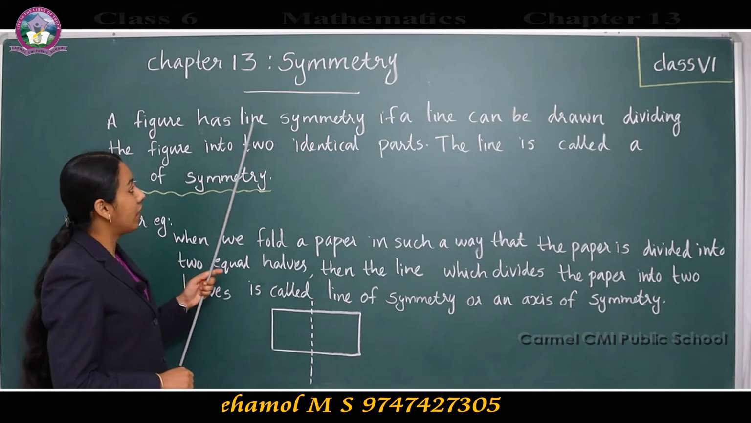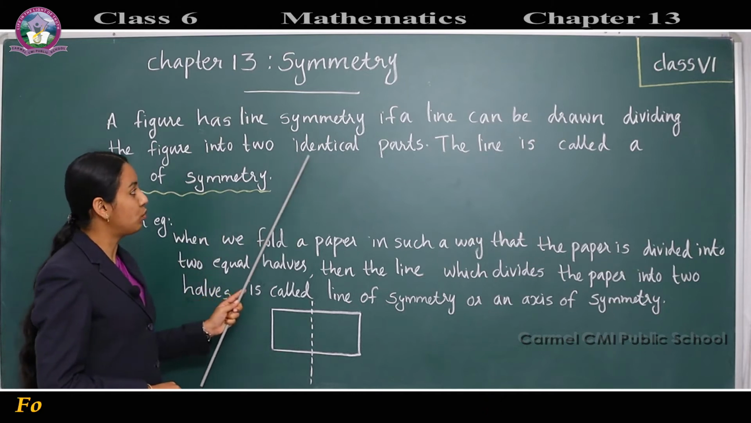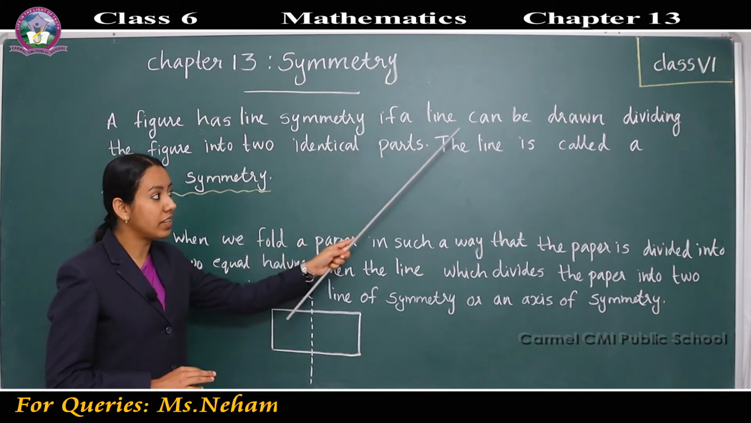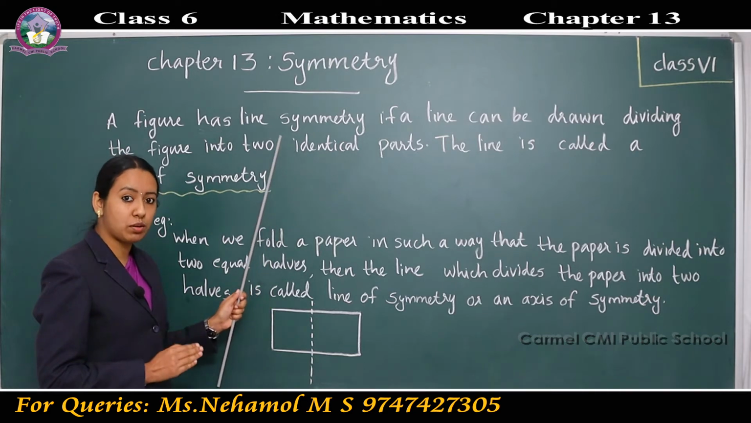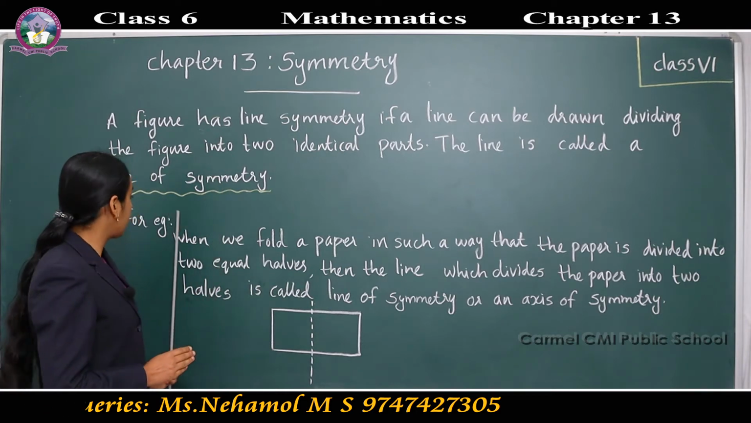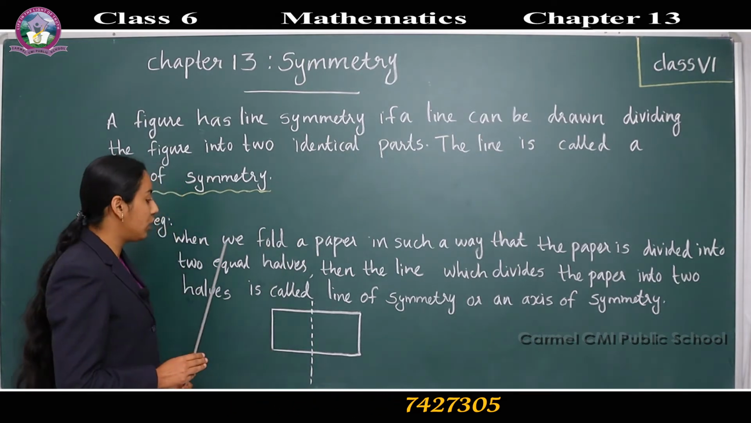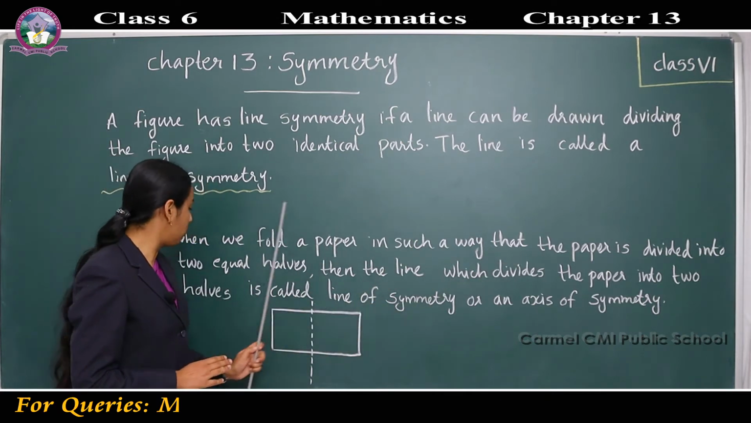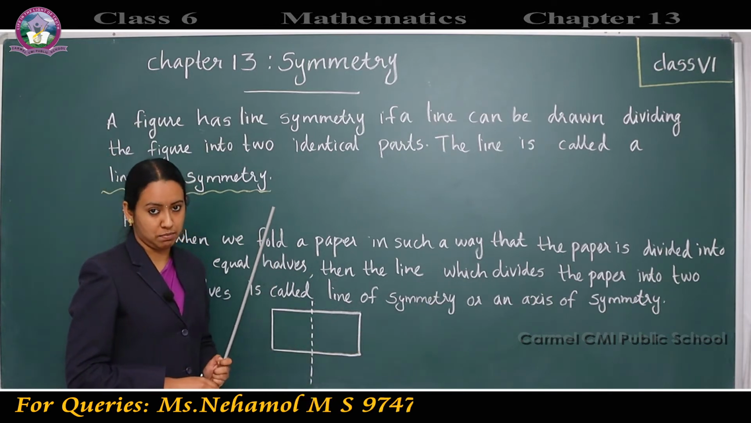A figure has line symmetry if a line can be drawn dividing the figure into two identical parts, or two equal parts. The line is called the line of symmetry. For example, when we fold a paper in such a way that the paper is divided into two equal halves, then the line which divides the paper into two halves is called the line of symmetry or an axis of symmetry.